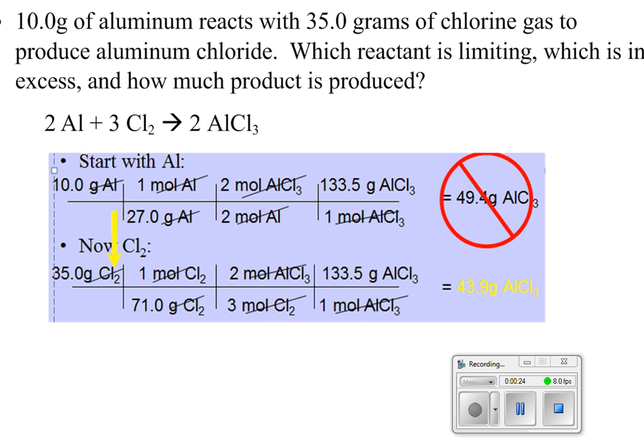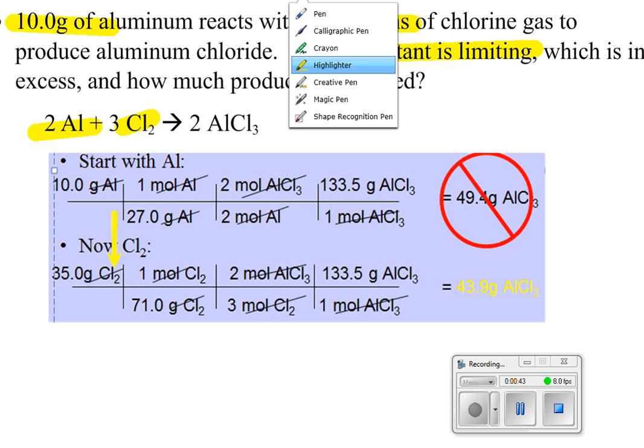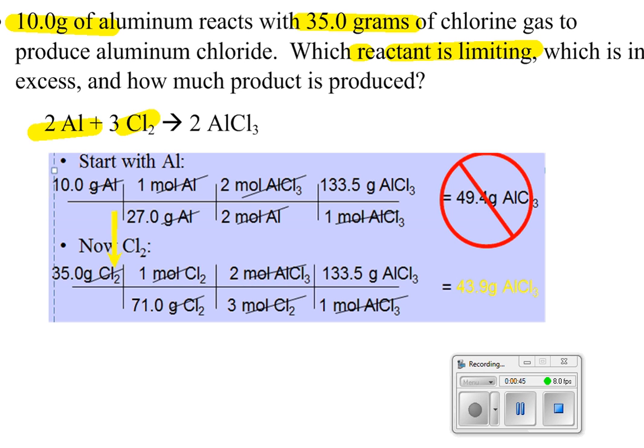If you notice key things in this problem, one of them is that you're given two givens: 10 grams of aluminum and 35 grams of chlorine gas. So you have two reactants. The first thing you have to do is find out which one is the limiting reactant. So how do we do that in class? Two givens that are reactants, you have to do two grids. So what you see here is 10 grams for this one and 35.0 grams for that.